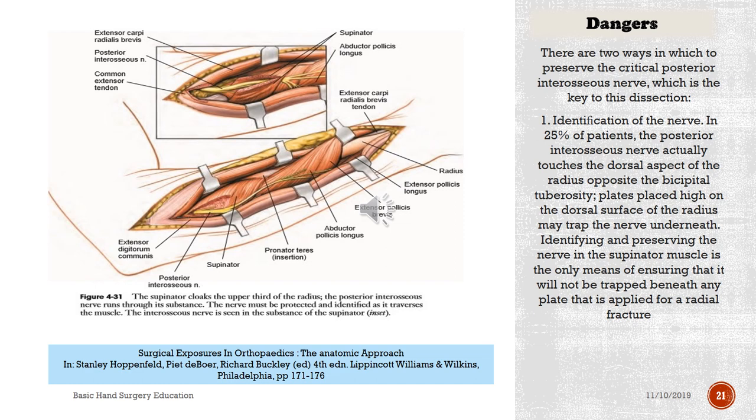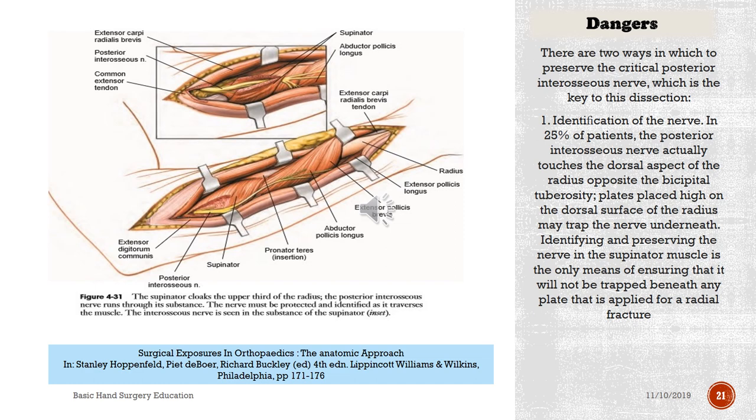Dangers regarding the posterior interosseous nerve. There are two ways in which to preserve the critical posterior interosseous nerve, which is the key to this dissection. First, identification of the nerve.